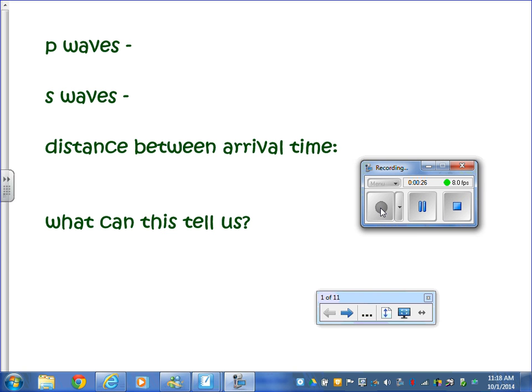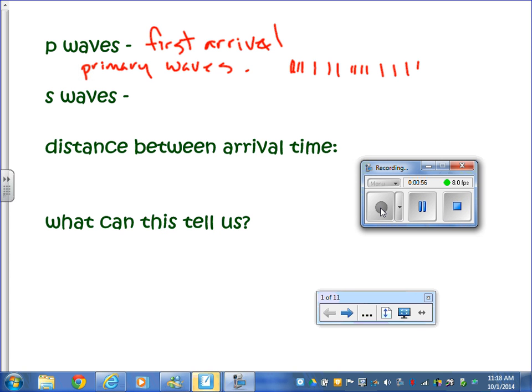Okay, good. Well, let's back up just a second. So who can tell me about P waves? Okay, so they're the first to arrive at someplace distant from the earthquake. First arrival, primary waves, and they're compression waves that kind of stretch out like this. You all made them with your slinkies yesterday, right?